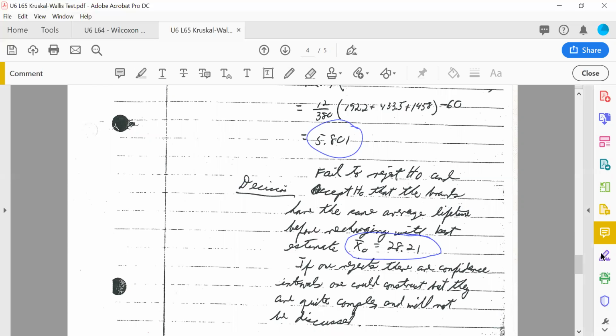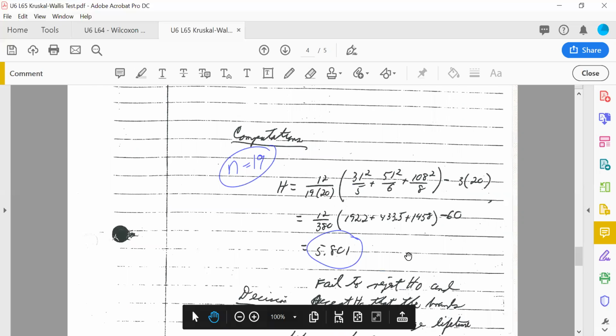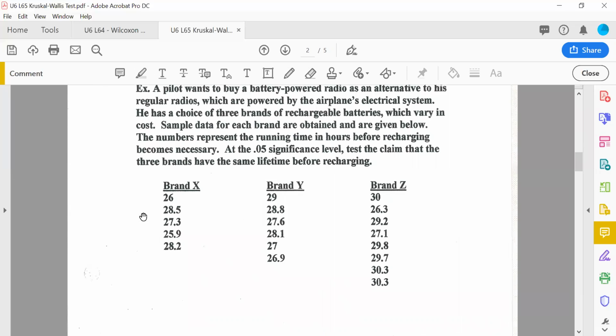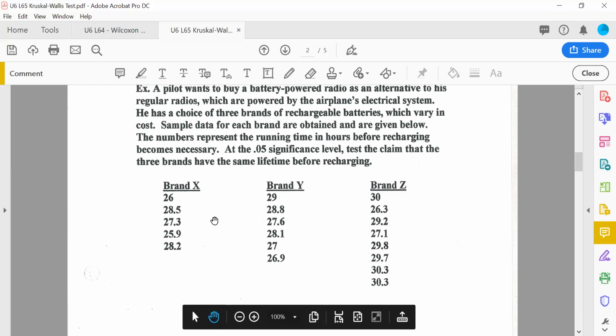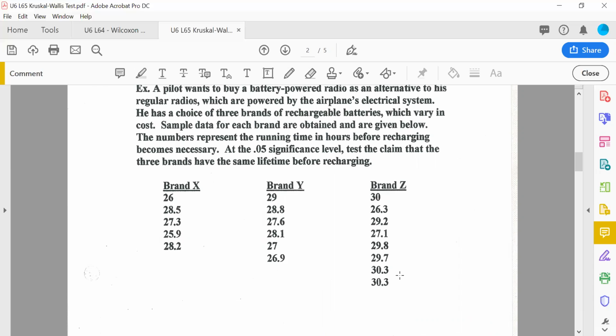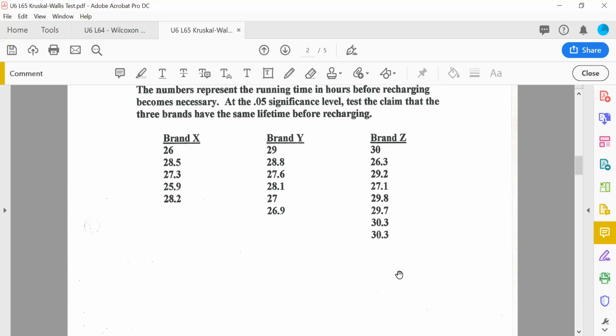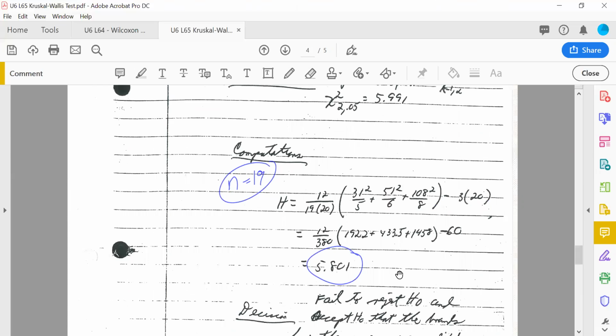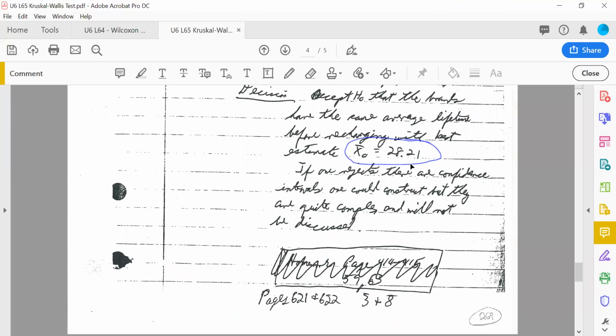So where did 28.21 come from? This is my advice once again. I've given it to you over the past 2 tests. I would take all 19 of these numbers, just not the ranks, the raw data. Take all 19 numbers, put them in L1, and then do 1-Var Stats on that list, L1. That's how you can obtain this 28.21. If you do that right now, pause this video and try it. Put all 19 numbers into L1, practice it and do that, okay?